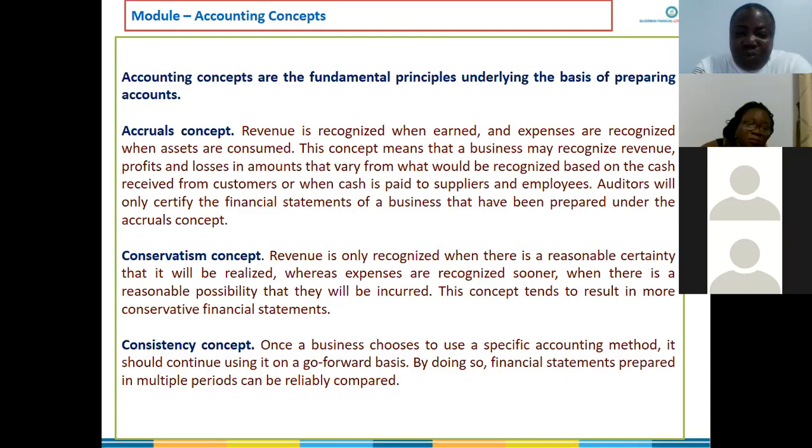Okay, so when you select one to use, you must be consistent with it. You should not be jumping from one to the other. Yeah, that is the meaning of this consistency concept.